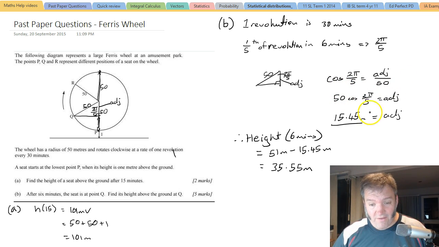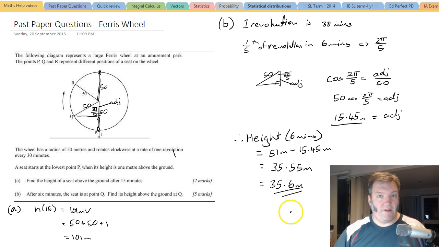Because look at that, 35.55. What did I forget to do? And you have to give yourself an uppercut every time you forget to do this. What do you have to do? You have to make sure that you use the correct rounding. So 35.6 metres would be better for this one.